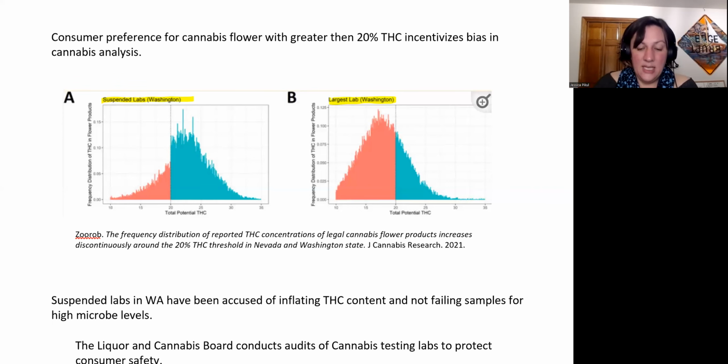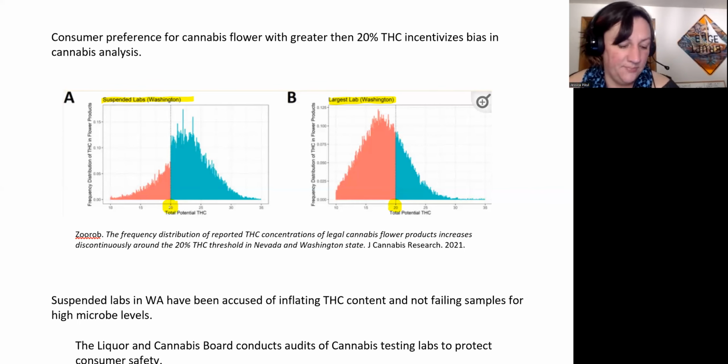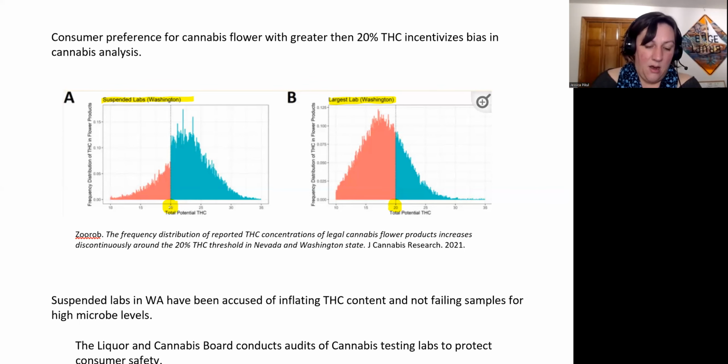you can see that something interesting happens at 20% THC. So in our suspended labs, very few of our samples that came through were below 20%, and the majority of them were above it. But the piece that's really drawing my attention is this discontinuity between 19% and 20%. There is a dramatic jump between 19% and 20% here.